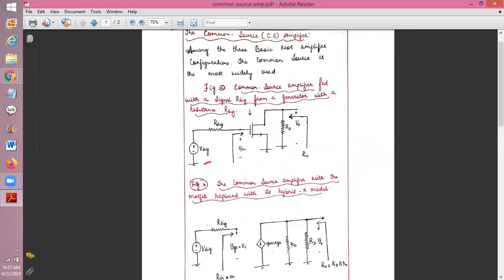So there will be an input resistance RG, which is not shown here. The drop across RG will be V in. I repeat, this is a MOSFET. The three terminals are gate, drain and source. Source is grounded. For a common source amplifier, we give the input to the gate. V signal is the input voltage source, and R signal is its resistance, and we are giving the input here.